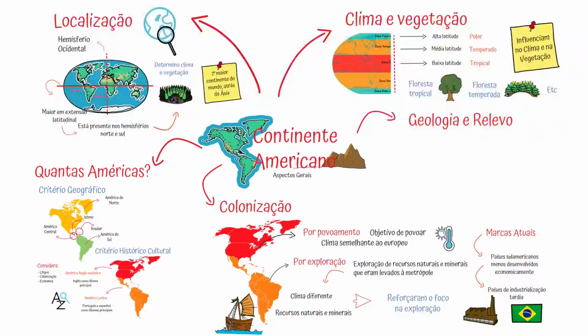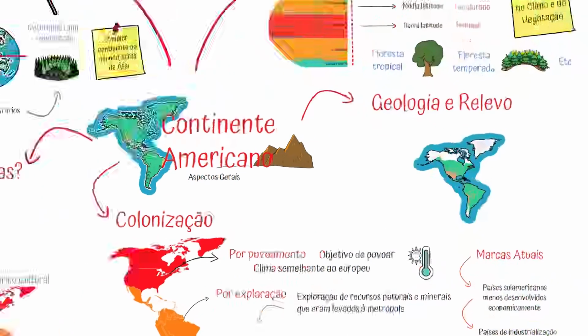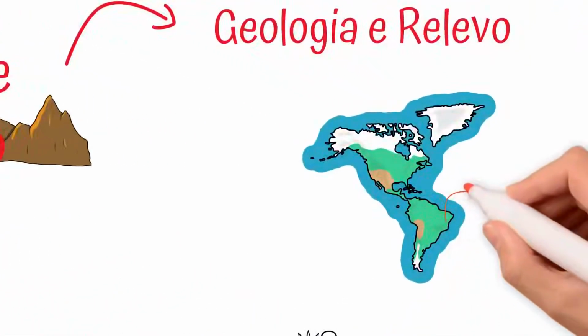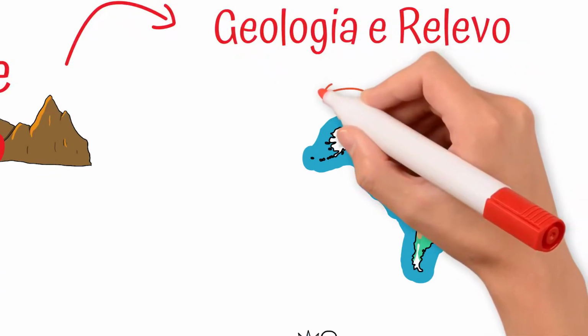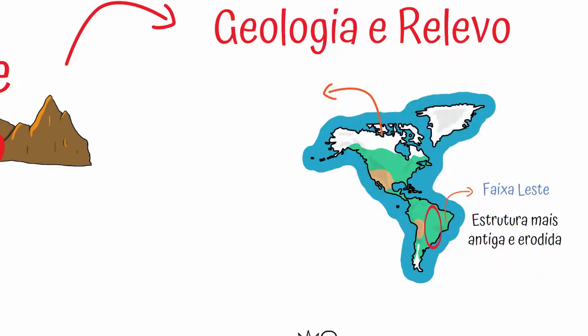All right, we're already reaching the end of the video. Let's wrap up now by talking about the geology and the landforms of the Americas. And about this topic, I'll tell you in advance that we're going to take a general overview, okay? Because our goal is not to be specific. So on the eastern strip of the Americas, we have an older and much more eroded geological structure. In the central strip, we have lower and flatter areas, mainly made up of sedimentary basins.